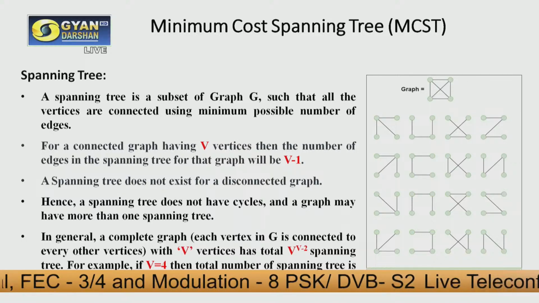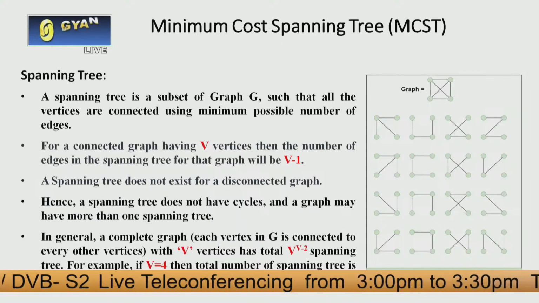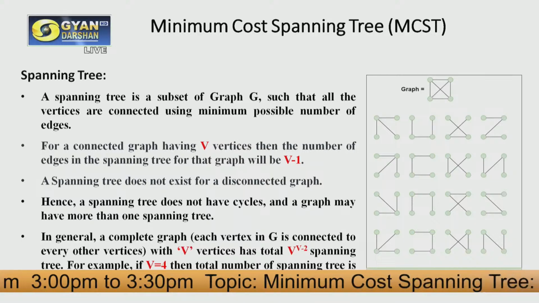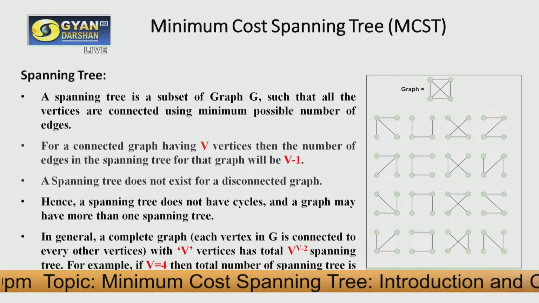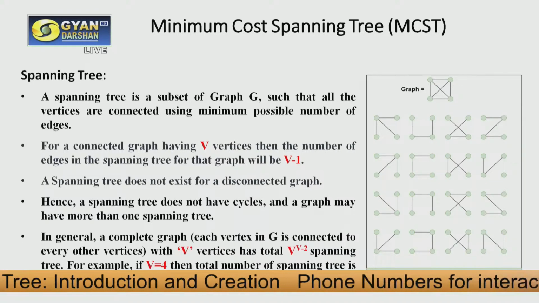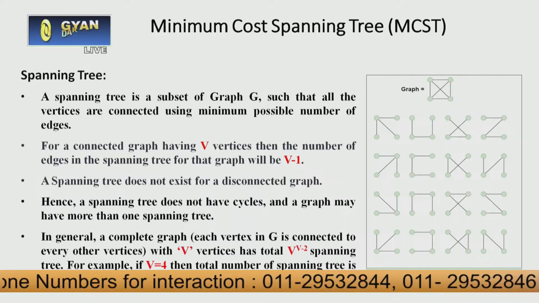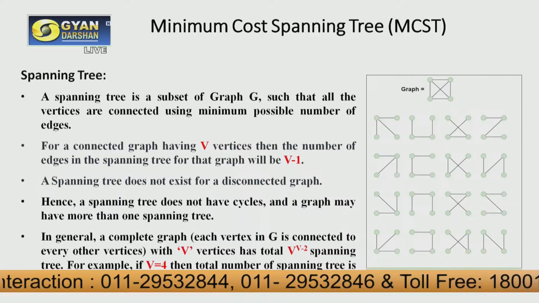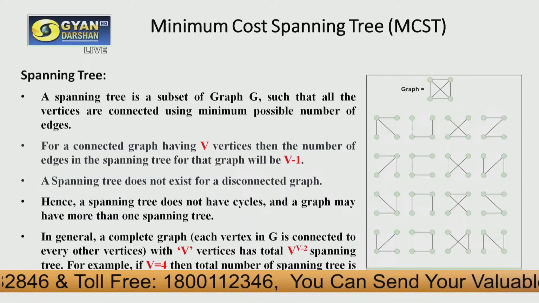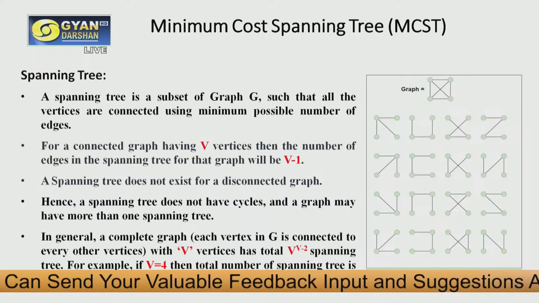In general, if we consider a complete graph, meaning each vertex in the graph is connected to every other vertex, with v vertices, then there will be v to the power v minus 2 spanning trees. For example, for a complete graph having 4 vertices, the total number of possible spanning trees will be 4 to the power 4 minus 2, that is 4 squared, or 16.